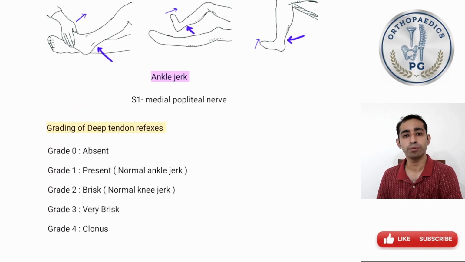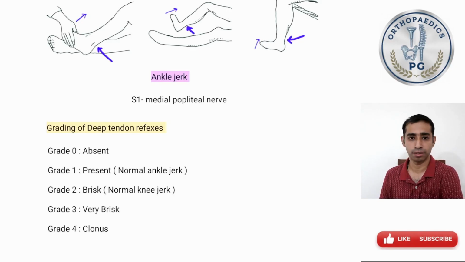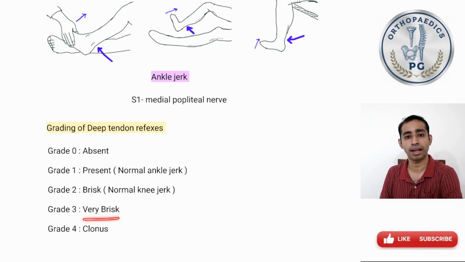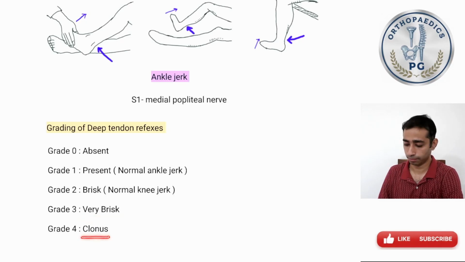Now we have to know the grading of the deep tendon reflexes. So grade 0 is absent, grade 1 is present as in a normal ankle jerk. So grade 1 is normal for an ankle jerk. Grade 2 is brisk like in a normal knee jerk. So for a knee jerk, grade 2 is normal, grade 3 is very brisk and grade 4 is clonus.